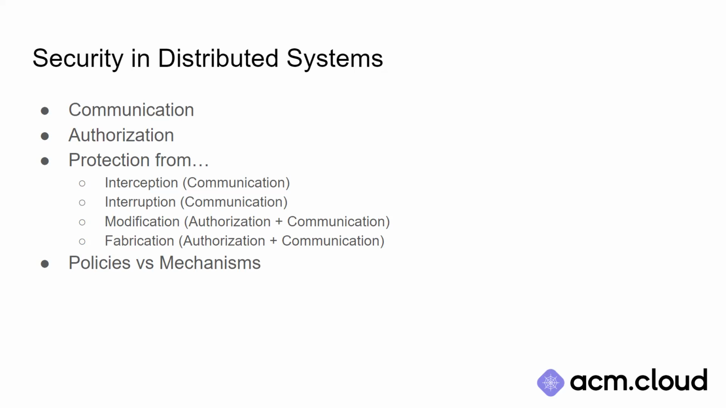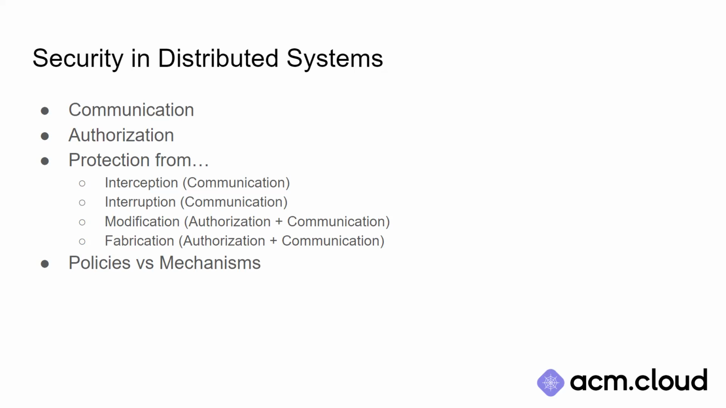And this basically protects us from interception, which means that someone is reading all our messages; interruption, which means that someone is causing our system to go down; and modification, so that no one can change the data before it actually gets to the other point.